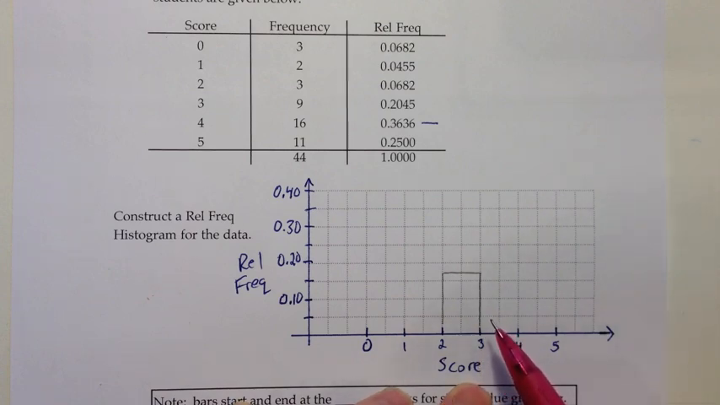From our rule that we had up above, we know that we're supposed to go from the lower cut point of the class we're on to the lower cut point of the next class. So this is supposed to be the lower cut point of the class we're on, and this would be the next one.